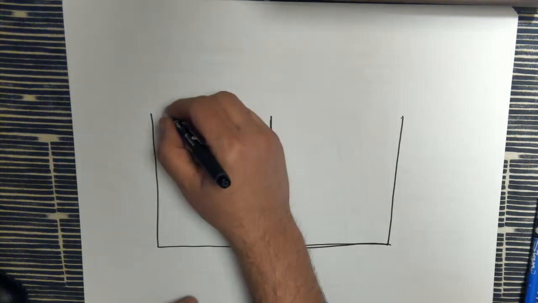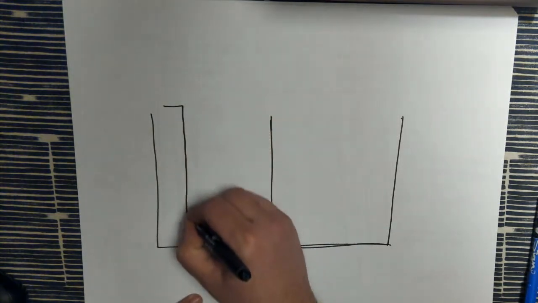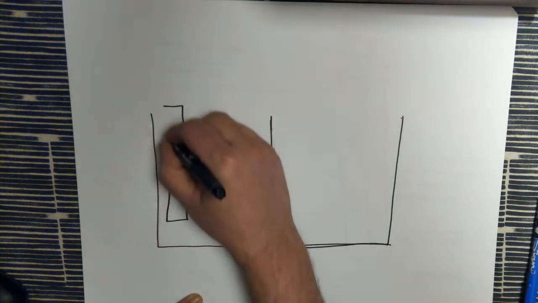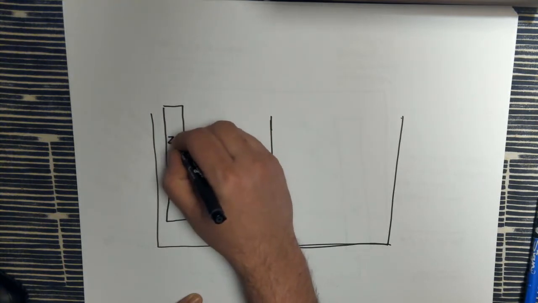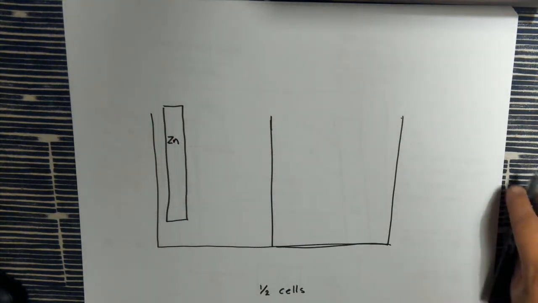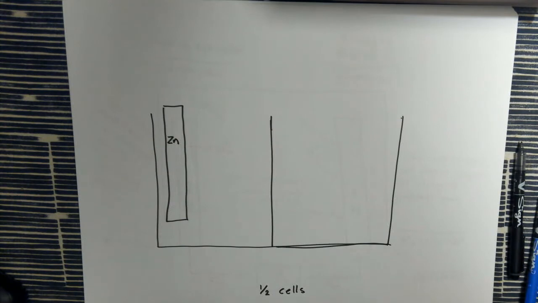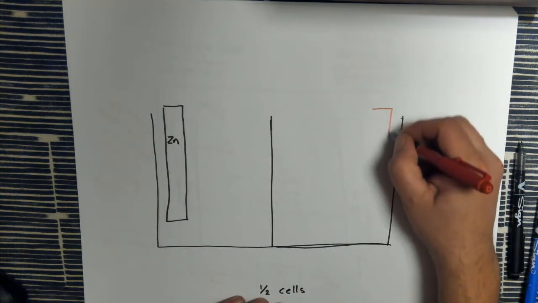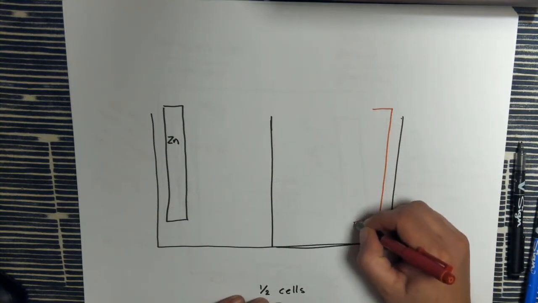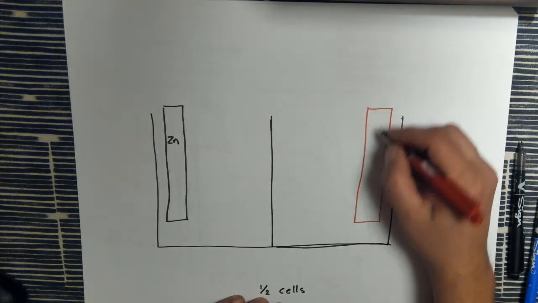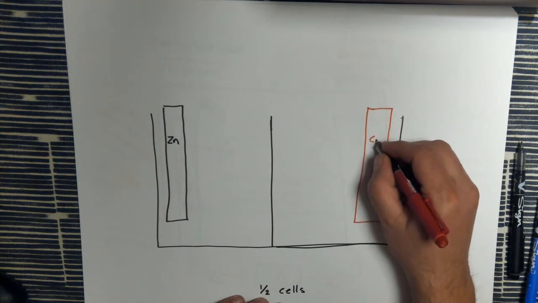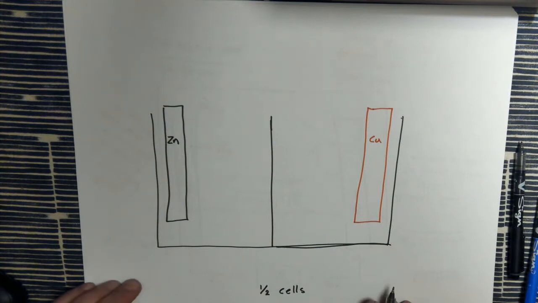And so if you submerge an electrode in one of these half cells, let's say that this is zinc in this case, and we submerge another metal on the other side. Remember, it has to be two different metals, otherwise there's no cell. And put copper here.